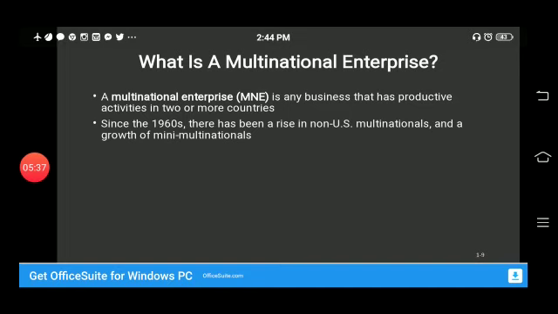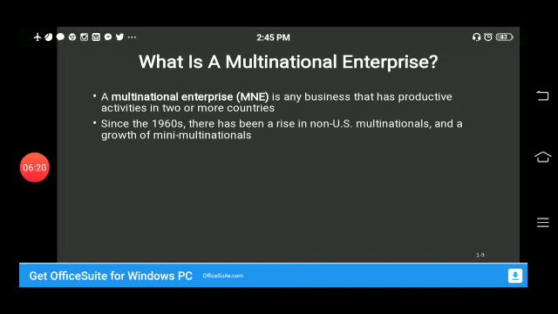What is a multinational enterprise? The global economy has also shifted in terms of the type of the companies that are involved. A multinational enterprise is any business that has productive activities in two or more countries. Since the 1960s, two important trends have emerged. First, we have seen an increase in the number of non-US multinationals. Multinational firms from France, Germany, Britain, and Japan have become more important, and there has been a notable decline in the role of US firms.